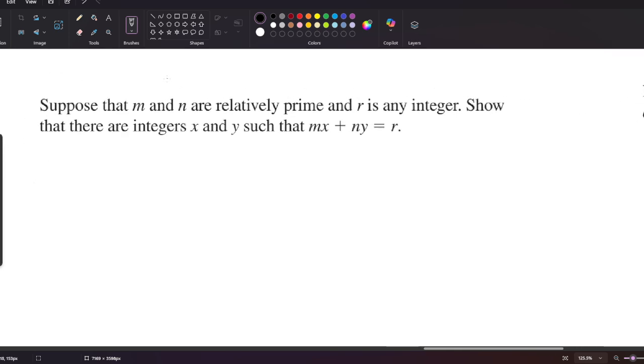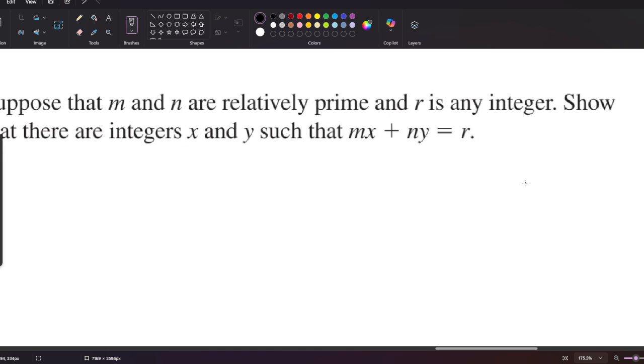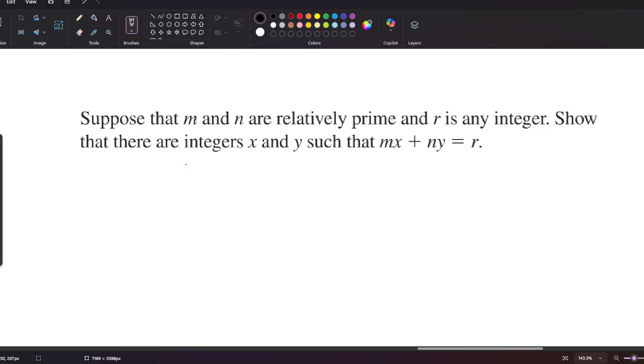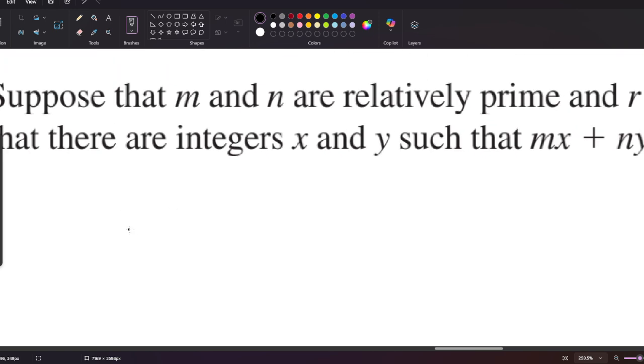Okay, let's continue. We are given co-prime numbers m and n. We know that r is just an integer, and we have to show there are integers x and y such that mx plus ny is going to be equal to r. Now, again, the greatest common divisor is going to be 1 here. It's handy to write it in the linear form.